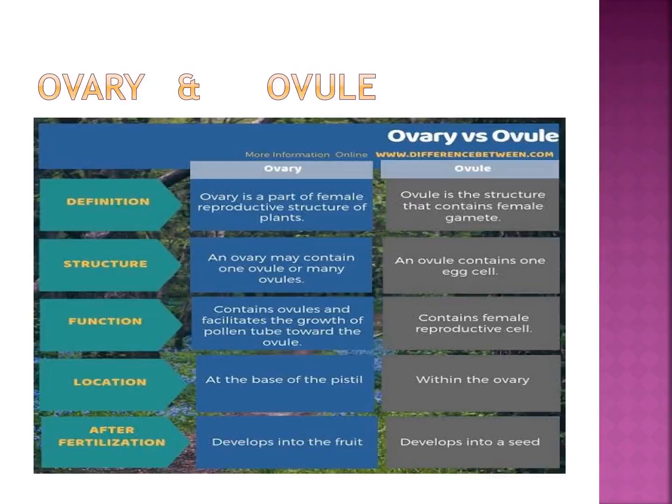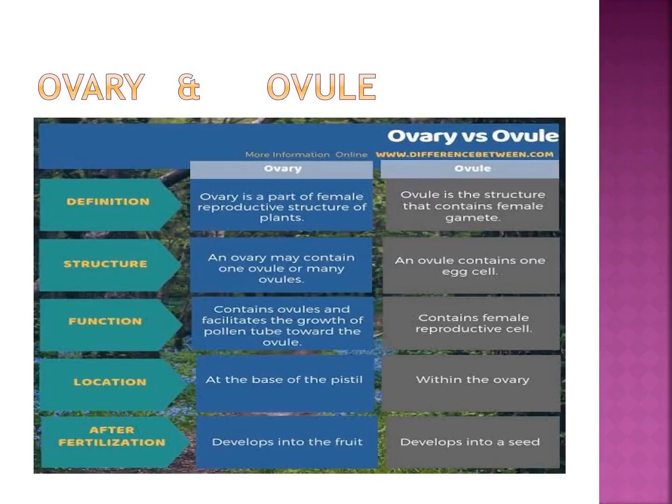So, ovary and ovule difference. What is called ovary? The ovary is a part of the female reproductive structure of plants. What is called ovule? The ovule is the structure that contains the female gamete. So, the gamete is present in the ovule. Then, structure of ovary: an ovary may contain one ovule or many ovules. Structure of ovule: an ovule contains one egg cell, only one egg cell.